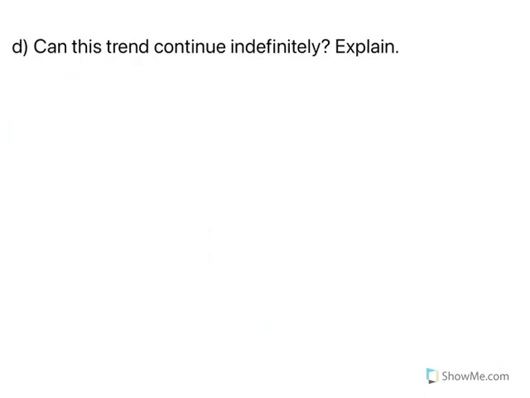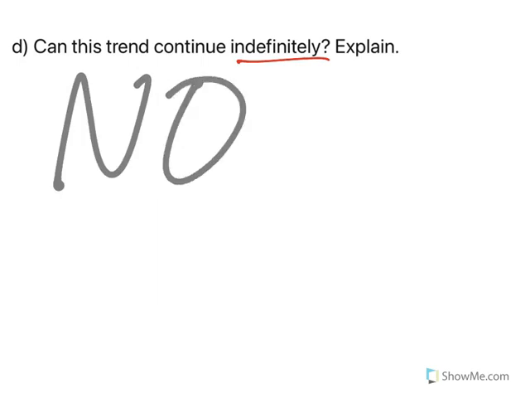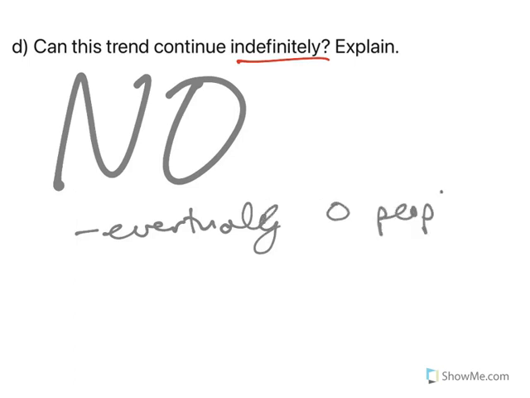That's what we do. Can this trend continue indefinitely? Hopefully, you easily and confidently say no, because eventually you'd have 0 people. And once you have 0 people, you can't lose anymore. So once everybody has moved out of this town, the linear model has to stop. You can't say, well, now we have negative 7 people here. That's not how it works. So no, this definitely won't work forever because eventually you'll have 0 people and then it's over.